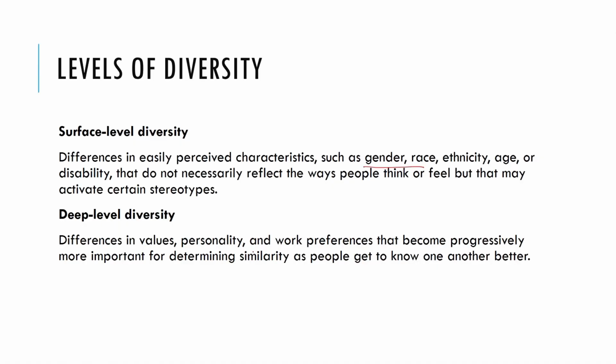So deep level diversity might help you understand how they could be placed together to work together, since in the organization we have to work with each other. So it is important for the organization to understand how well these people are going to fit, how well they would be able to understand each other, how well they have the belief together. So deep level diversity, difference in their values, difference in their personalities and work preferences, becomes progressively more important for determining similarity as people get to know one another better. So this kind of diversity, deep level diversity, could not be clear from the surface. We need to communicate more with the employees, we need to know them better, only then will we be able to differentiate.